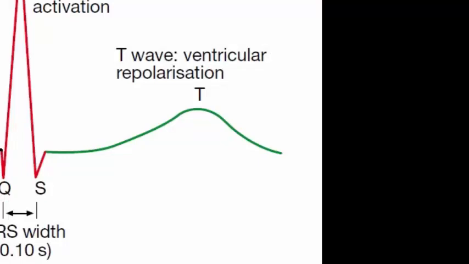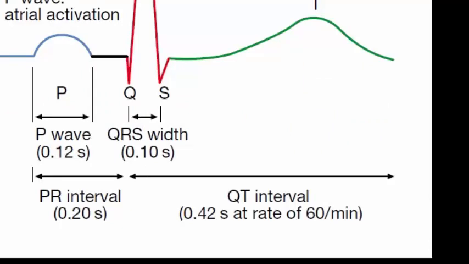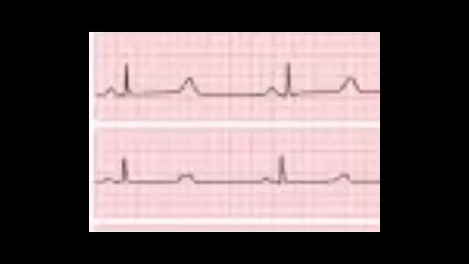T waves. T-wave inversion has many causes, including myocardial ischemia or infarction, and electrolyte disturbances. QT interval. Normal less than 0.42 seconds. QT prolongation may occur with congenital long QT syndrome, low potassium, magnesium or calcium, and some drugs.